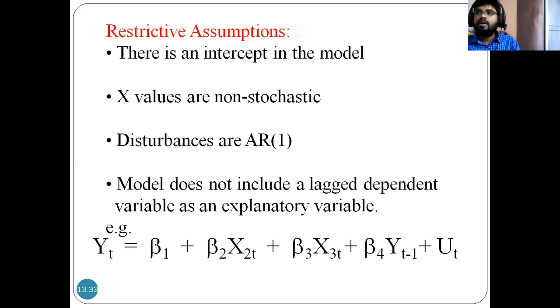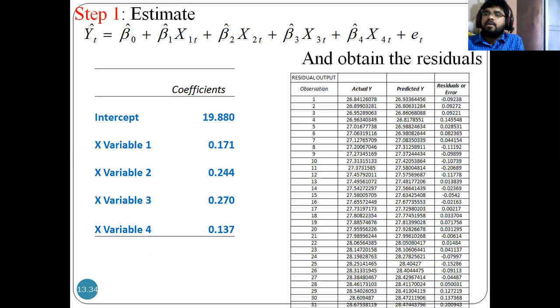Now we will follow step by step to carry out the DW test. The first one is estimation. Here I have taken 4 independent variables and 1 dependent variable, so I estimated on the basis of the equation Y_t is equal to beta 0 plus beta 1, beta 2, beta 3, beta 4. I have put a cap, that is the estimated values. On the basis of this, these are the coefficient values for variable X1, X2, up to X4.